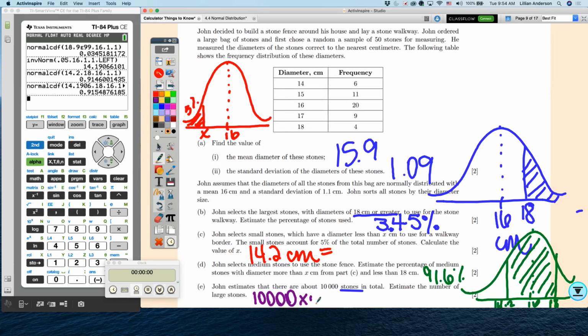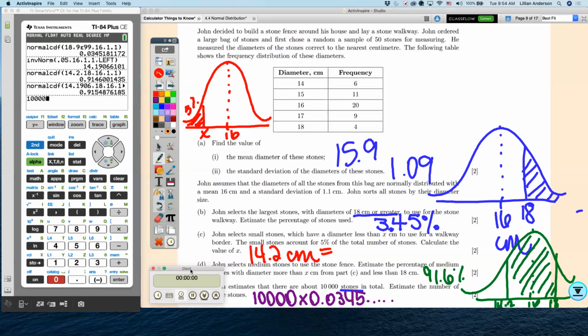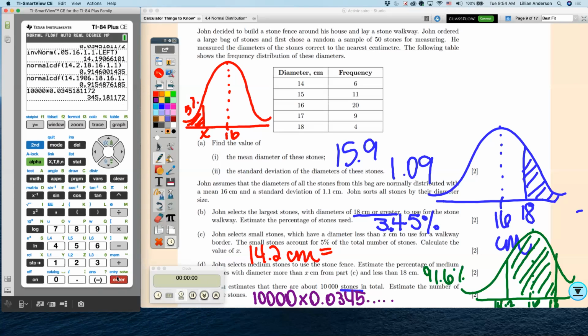Not people, but stones. This is called expected value. Remember, expected value is when you multiply your number that you have, 10,000 stones, by the probability. I'm going to pull that number down because I don't want any rounding issues. So how many stones is that going to be? 345, because since it was 0.18, you can't account for that 82% of the next stone.